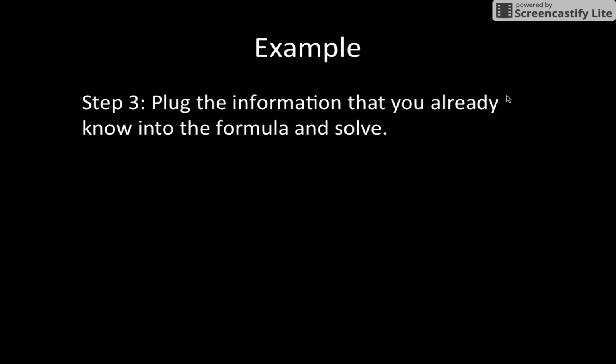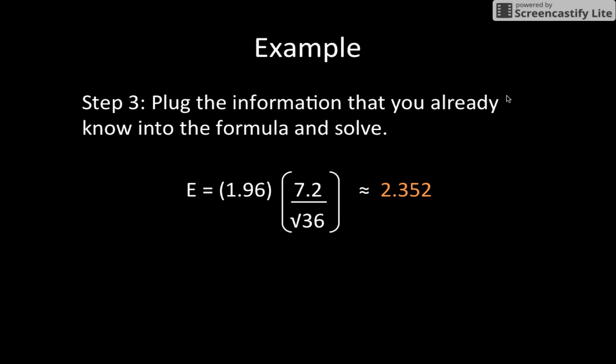Then you want to plug in the information that you already know into the formula and solve it. So what you know is that your z sub c is 1.96. Your standard deviation is 7.2. And your n is 36. So when you plug that in, you get that your margin of error is approximately 2.352.